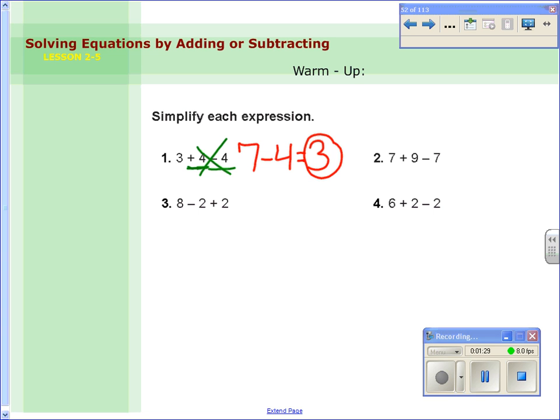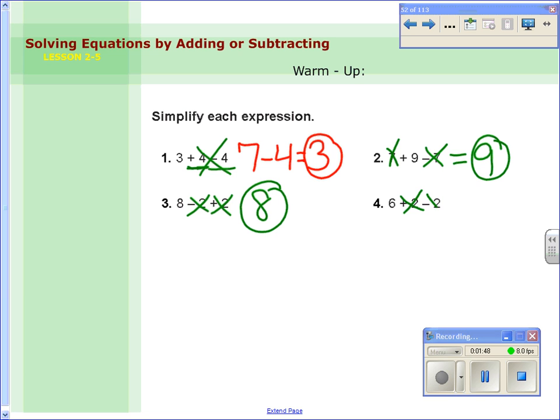So if you look at number 2, well, we have a 7, then we have a minus 7. Those are opposite, so I'm left with 9. Number 3, I have 8 minus 2 plus 2. Well, the opposites here are minus 2 and plus 2, so I'm left with 8. And then number 4, same idea, I have a plus 2, then a minus 2, so I'm left with 6. So tonight we're going to look at how opposite numbers can be used to solve some problems.